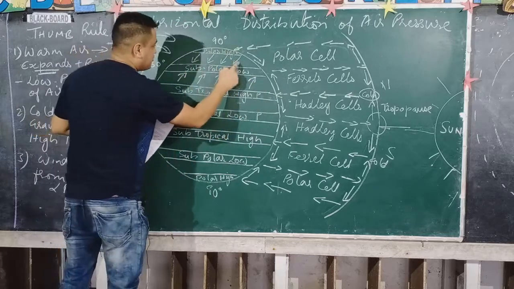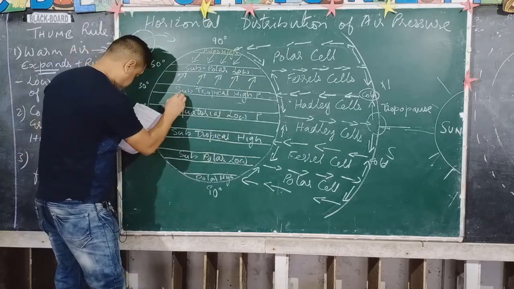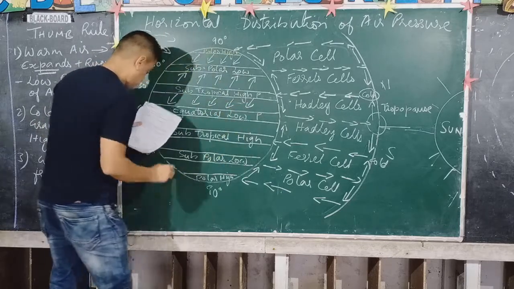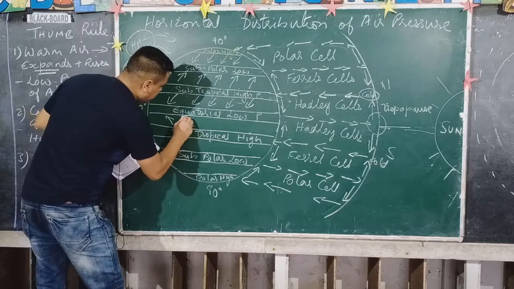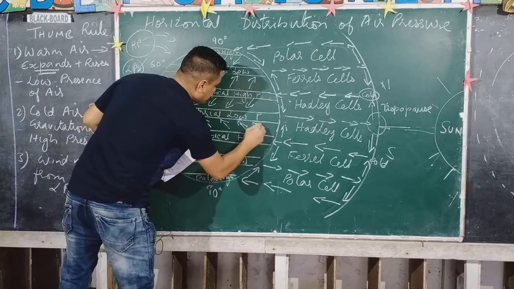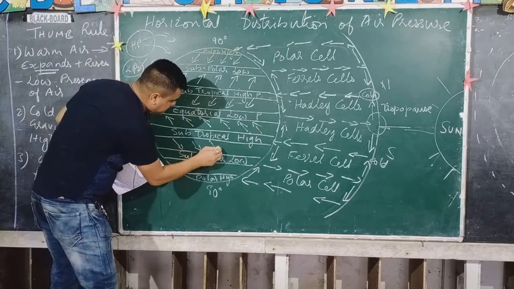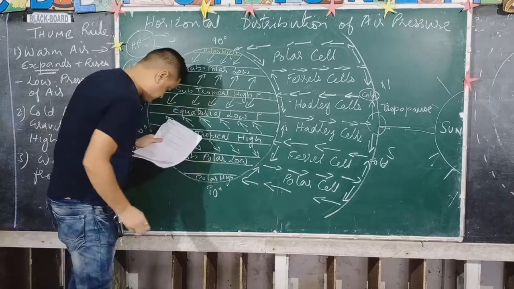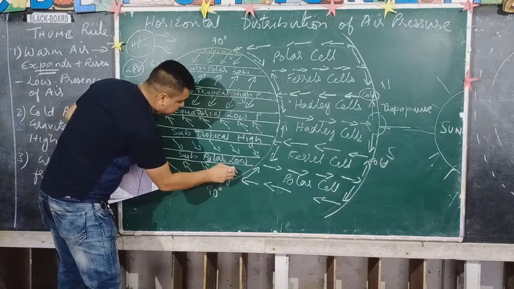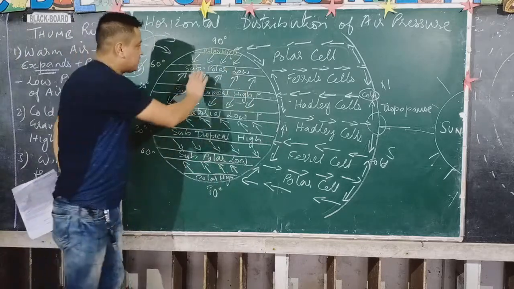This is the direction of the wind. The arrows which I am showing here are the direction of the wind. And this is the direction of the wind here. And this is the direction of the wind here. For your basic understanding only, I have drawn the direction of the wind.